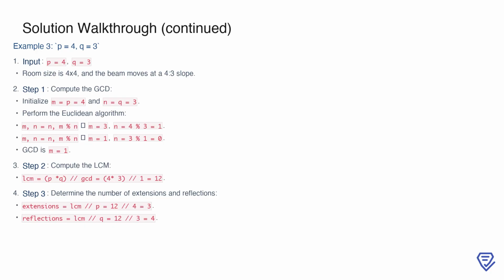P*Q/GCD. Substituting P equals 4 and Q equals 3, we get 4*3/1 equals 12. This value represents the smallest distance at which the beam aligns with both room dimensions. Now, we calculate the number of extensions and reflections. Extensions are determined by dividing the LCM by P, 12/4 equals 3. Reflections are determined by dividing the LCM by Q, 12/3 equals 4.